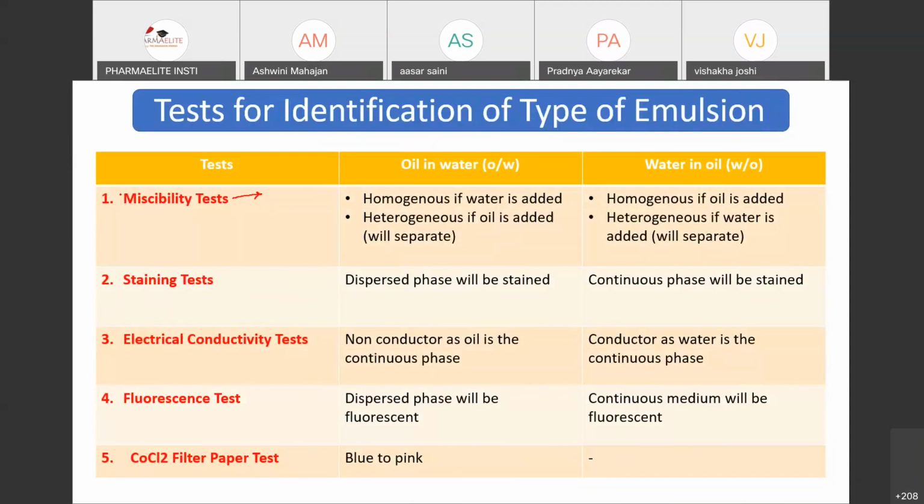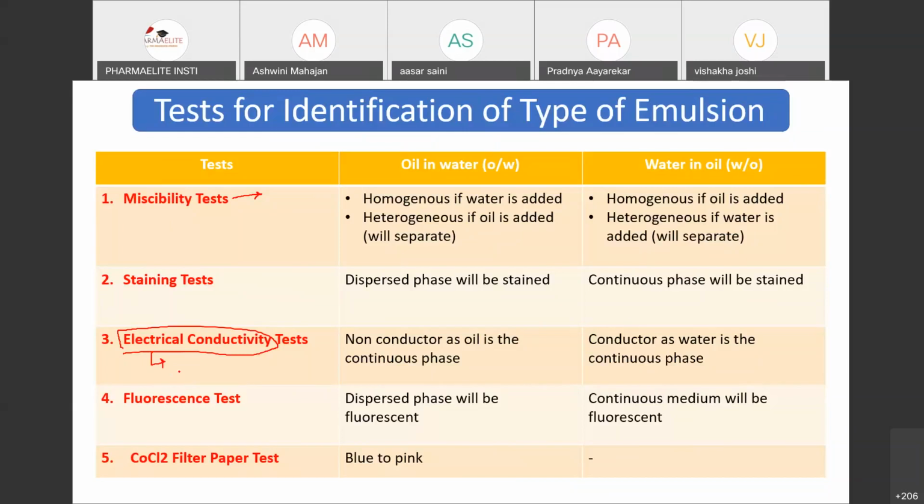First, let's start with the electrical conductivity test. It's the easiest. In the electrical conductivity test, who conducts electricity? Water or oil? Don't go with the table. There can be some mistake in the table. So don't read it and don't answer according to the table.